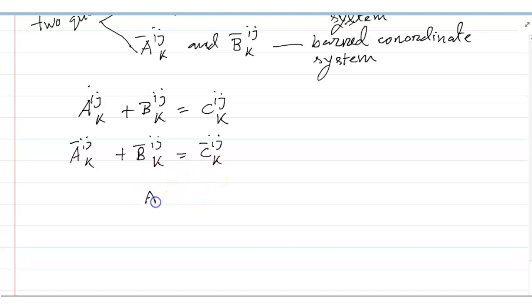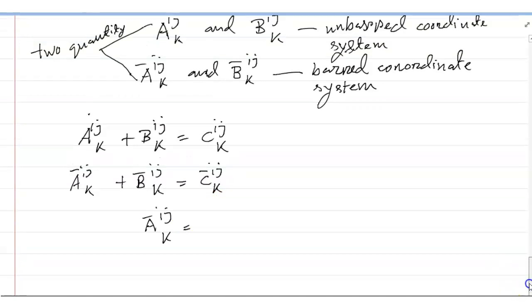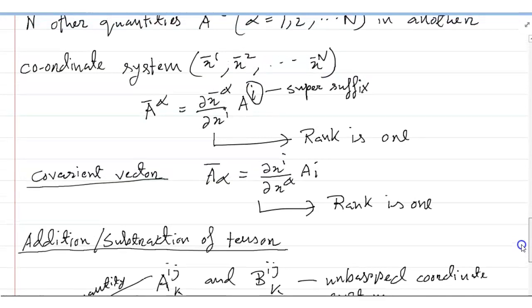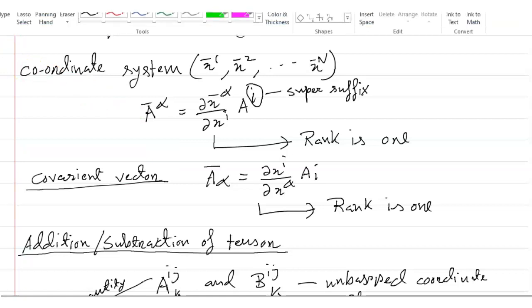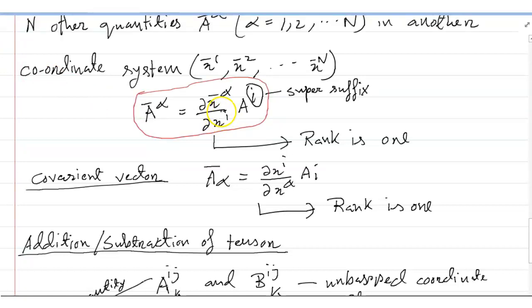A bar ij k can be written with the covariant transformations. So friends, whatever you see, covariant and contravariant, you can see the contravariant transformations. I will use this kind of representation.